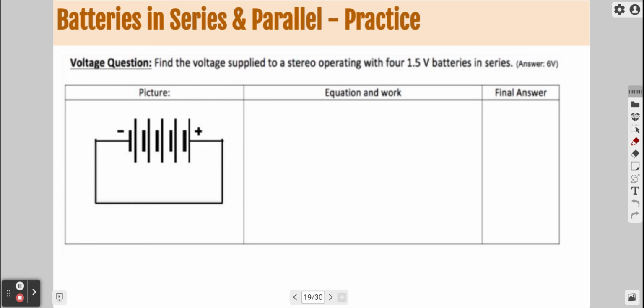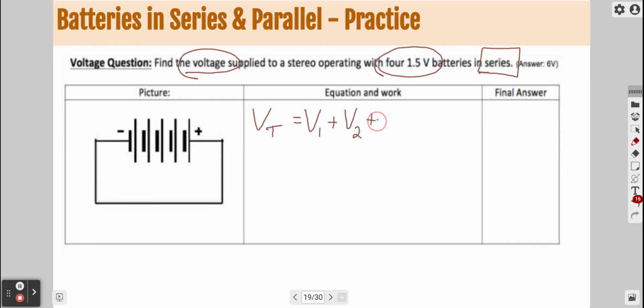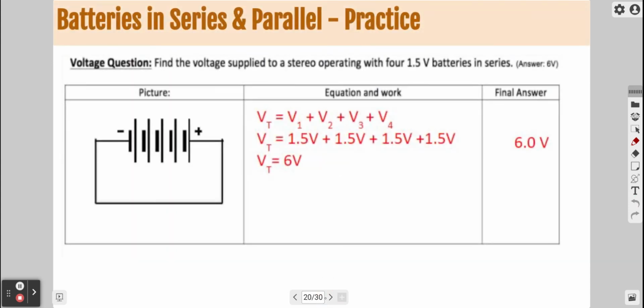All right, so this is an example: find the voltage supplied to a stereo operating with 4 1.5 volt batteries in series. If the batteries are in series, remember that means they're going to add all up. So the total voltage is equal to the voltage of the first battery, plus the second battery, plus the voltage of the third battery, plus the voltage of the fourth battery. You add up all your batteries' voltages and you get your total voltage.